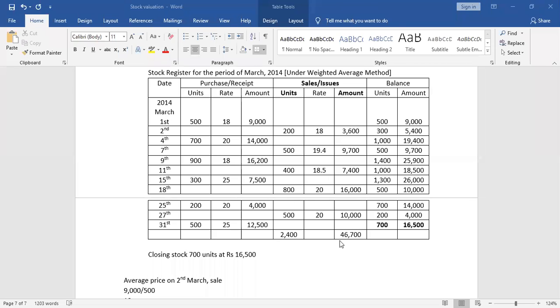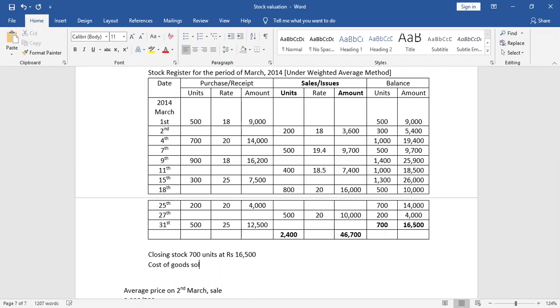So, how did we get this amount? By adding all the sales, we got this amount. So, ये जो मिला है इसको हम बोलेंगे कॉस्ट ऑफ गुड्स सोल्ड. यूनिट लिखना है तो लिख सकते हैं 2,400 यूनिट्स एट rupees 46,700. Now lastly what is asked is profit.